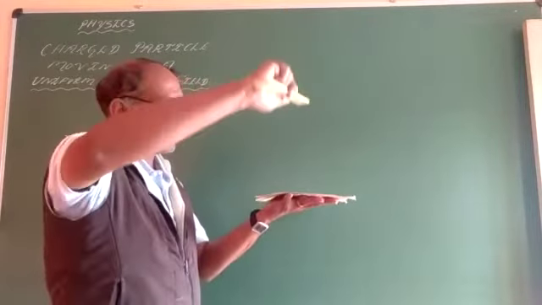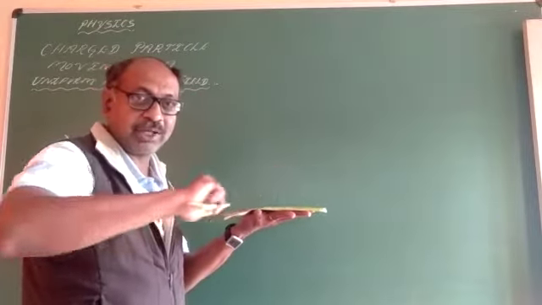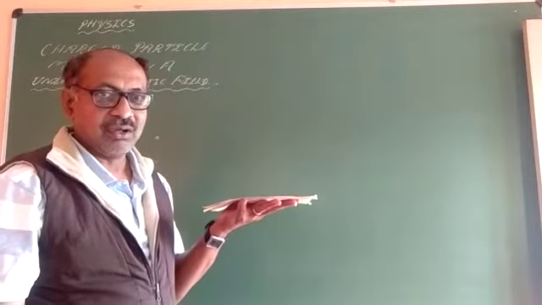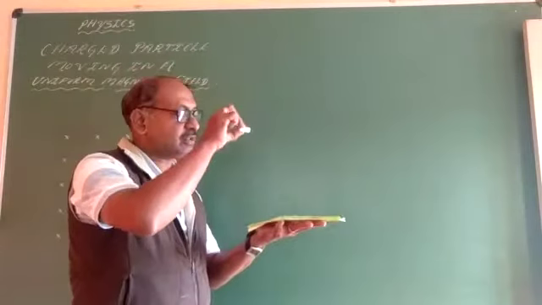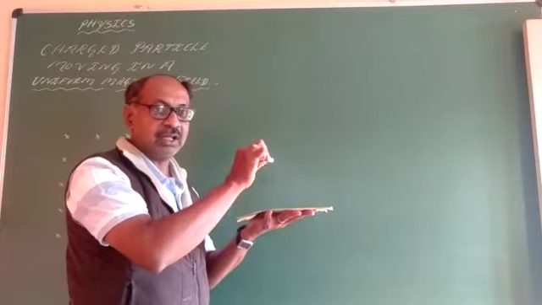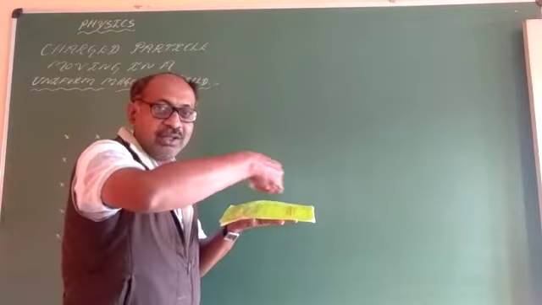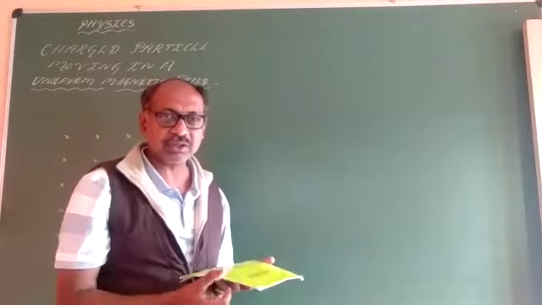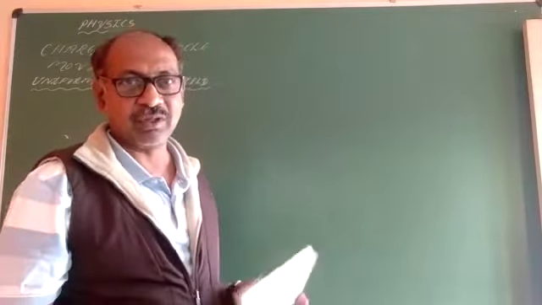This is the uniform magnetic field perpendicular to the plane of paper. When a charged particle is introduced in it, what happens to the charged particle? It gets a velocity and starts rotating with a velocity V.